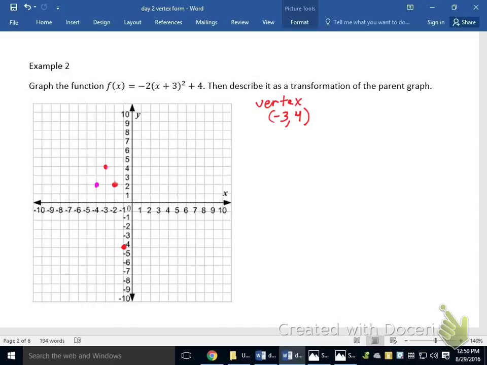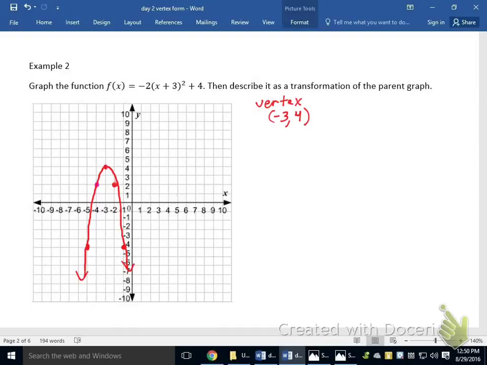And let's go to the left 2 units from my vertex. Negative 2 squared is 4, but I'm going to multiply that by -2, and I go down 8 units yet again. And there I am at (-5, -4). And you could go out 3 units if you like. I'm actually going to stop there because it's going to end up off my graph, so I'm not going to worry about those. There we are. This is our graph.